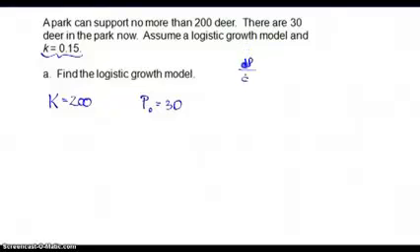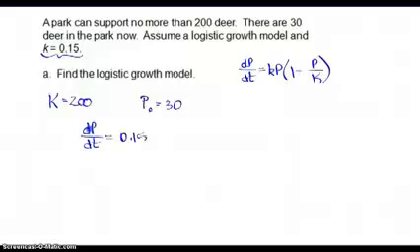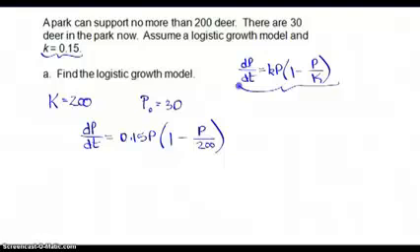Well, our logistic growth model is the rate of change with respect to time of the population is little k times population times the factor 1 minus P over K. All right, so our logistic growth model is dP/dt equals 0.15P times 1 minus P over 200. And you say, well, you didn't use P naught. Well, P naught's not in this formula, right? The initial population does not have an effect on the rate of change of the population.